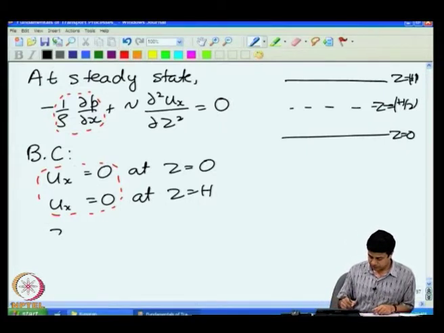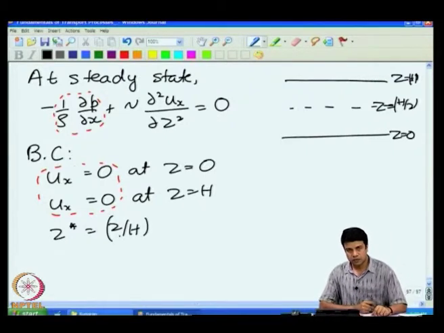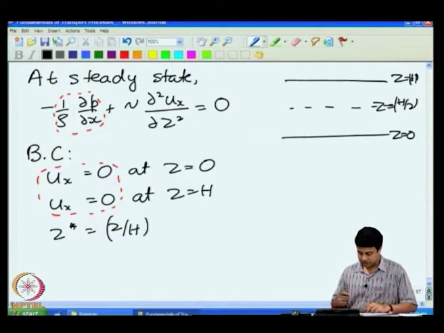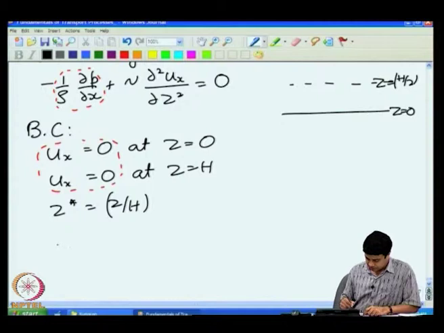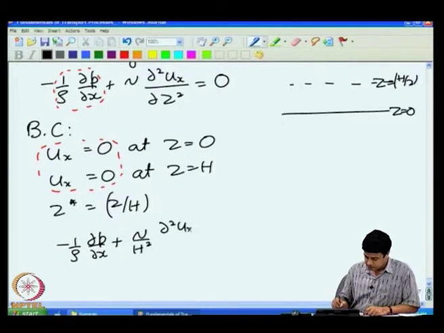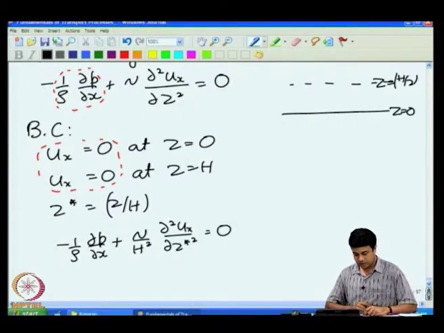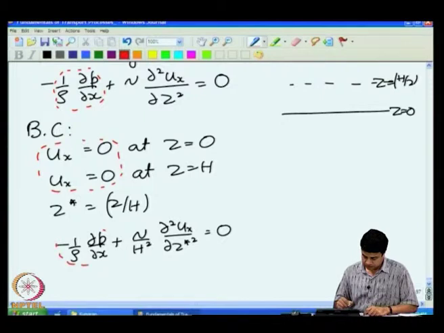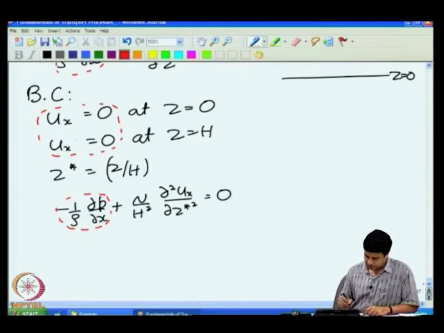Scaling. Obviously, z star is equal to z by h. How about the velocity ux? Once again, the velocity ux has to come from the conservation equation itself. Because if I write down minus 1 by rho dp by dx plus nu by h square d square ux by dz star square is equal to 0, then I can divide throughout by this term here, and set it equal to 1.